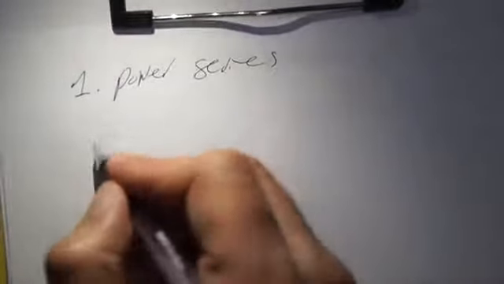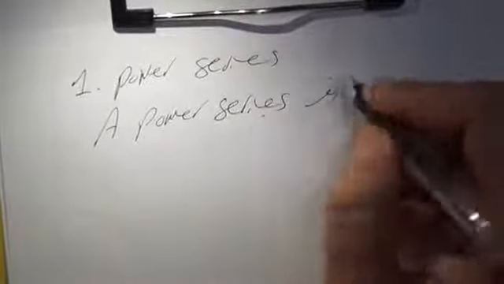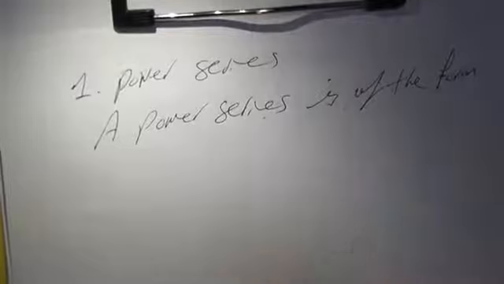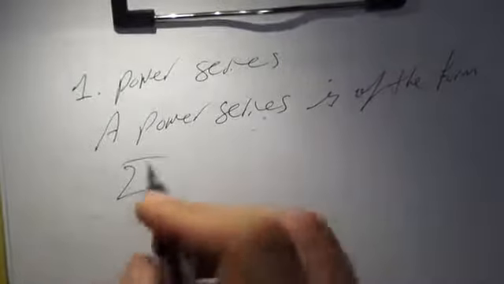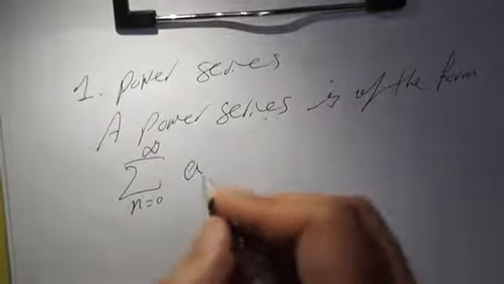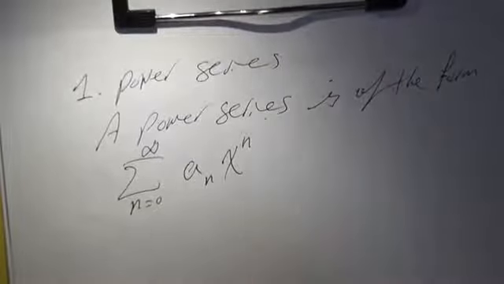Now we move to section 10. It's called power series. A power series is of the form, هي series لكن لها الصيغة التالية. Power series تبدأ من n equal to 0 to infinity. There is a coefficient called an and there is a variable called x raised to power n. This is called power series.